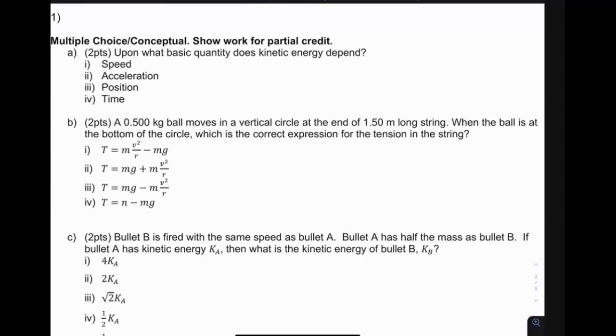This is a review of Exam 3, Question 1. That's a multiple choice conceptual question, and you must show work for partial credit.